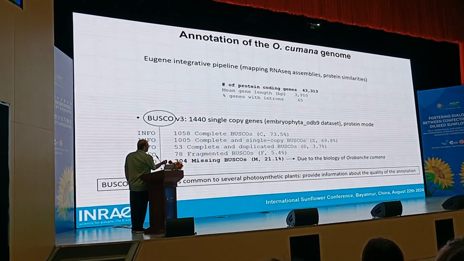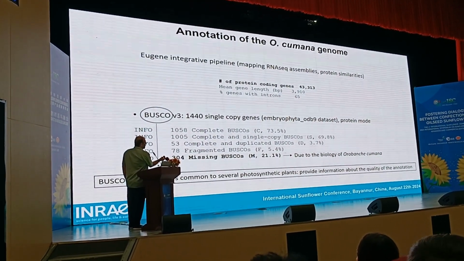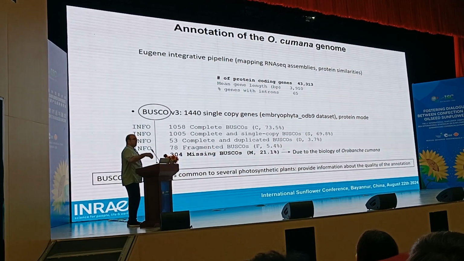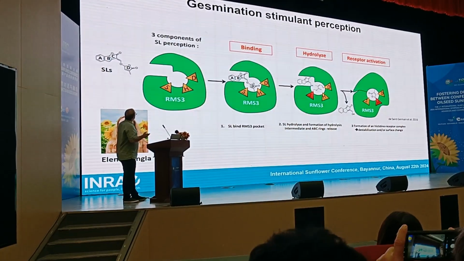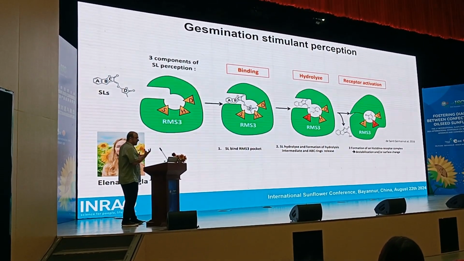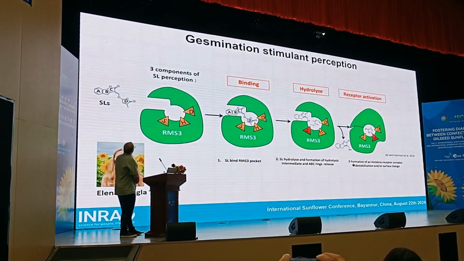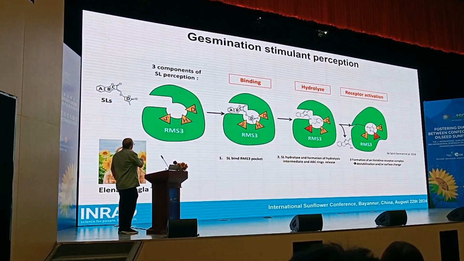Plant, and it provides information about the quality of the annotation. So usually, when we obtain function, how they perceive the germination stimulant. So here is an example on P.